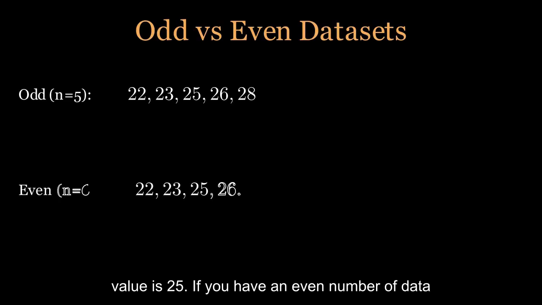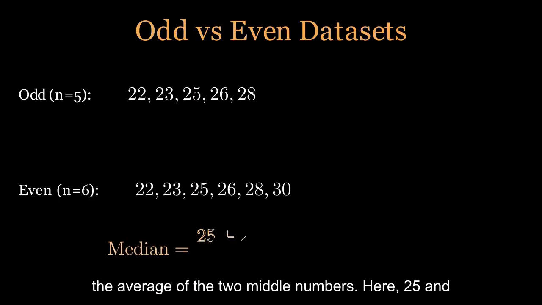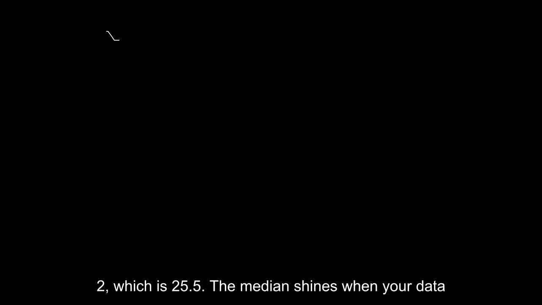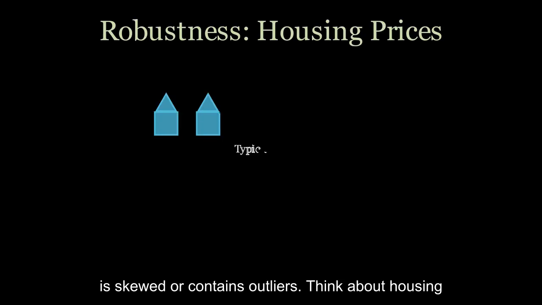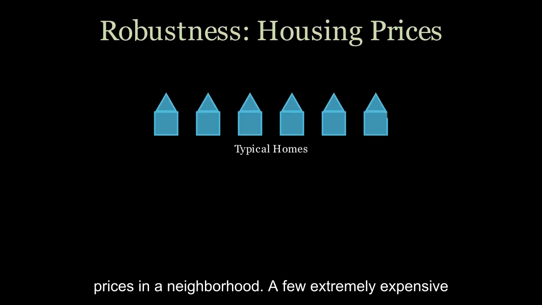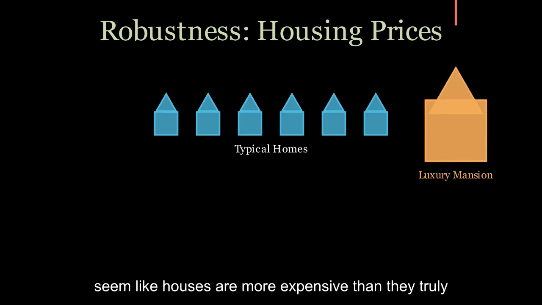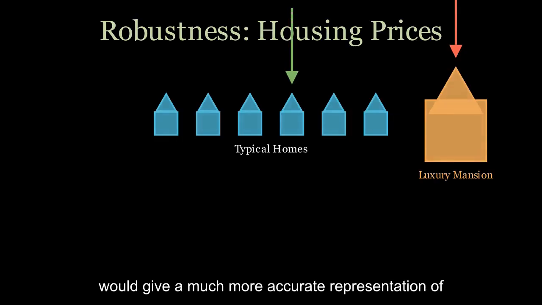If you have an even number of data points, say you had a friend who is 30, you take the average of the two middle numbers. Here, 25 and 26 are the middle values, so the median would be (25 + 26)/2, which is 25.5. The median shines when your data is skewed or contains outliers. Think about housing prices in a neighborhood. A few extremely expensive mansions can drastically inflate the mean, making it seem like houses are more expensive than they truly are for most residents. The median price, however, would give a much more accurate representation of what a typical home costs.